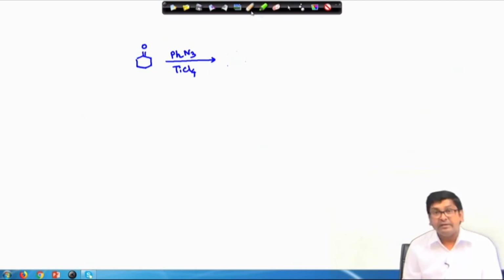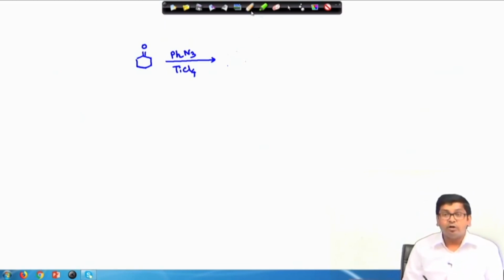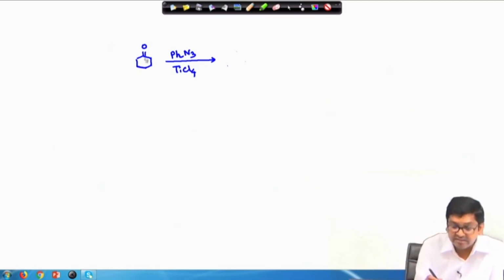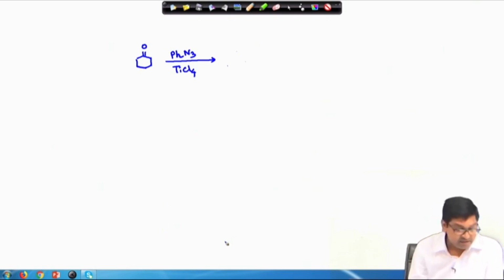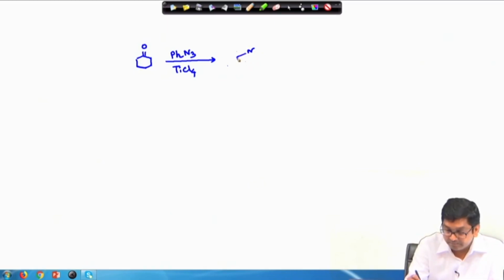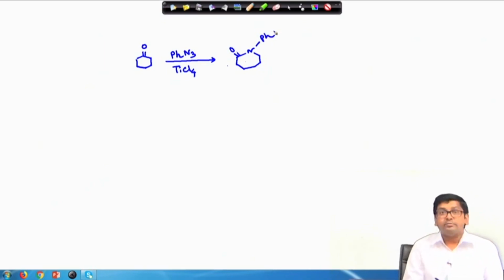definitely in this case the ring size will increase, because due to the 1,2 migration, as this is a cyclic starting material. So, due to 1,2 migration, the ring member will be increased by 1. That means, if it is here a 6 member ring, it will become a 7 member ring. So, in this case, 1, 2, 3, 4, 5, 6, 7. So, this will be the corresponding lactam product.